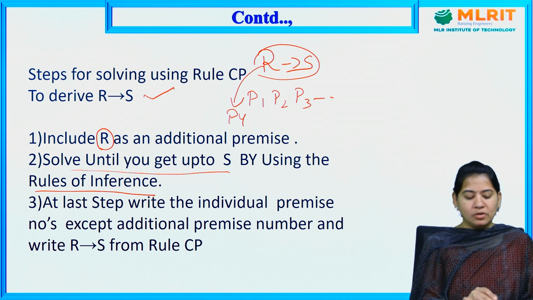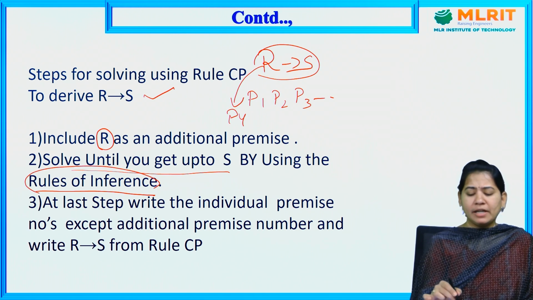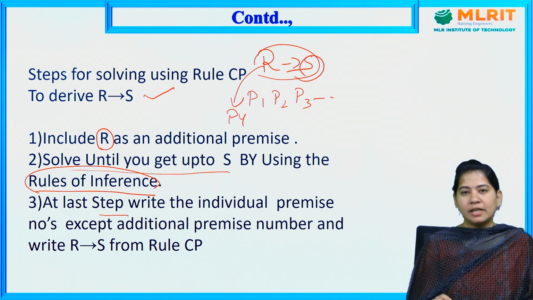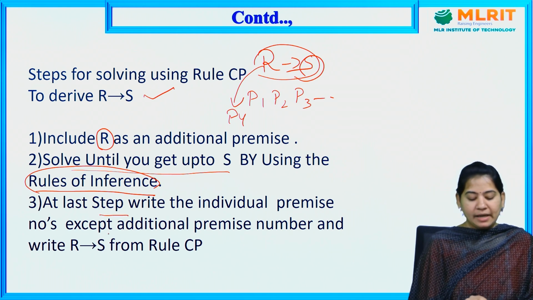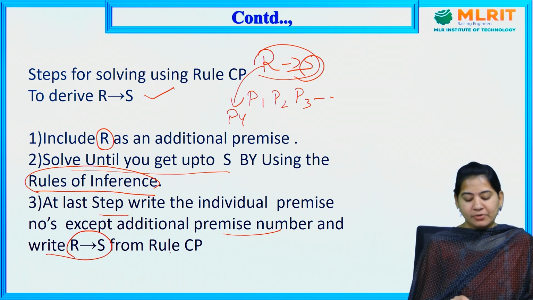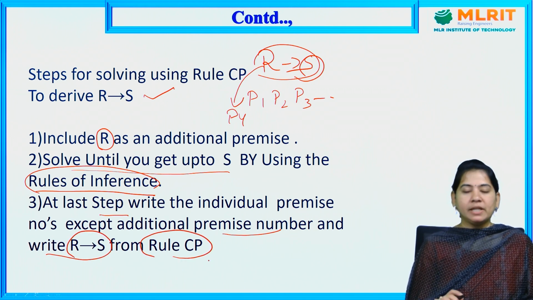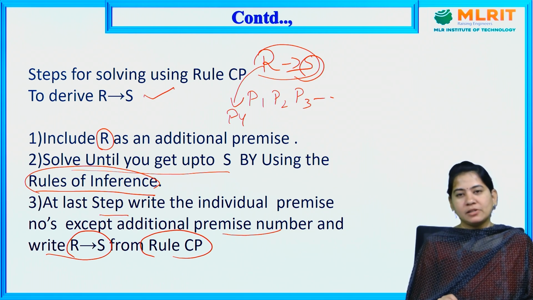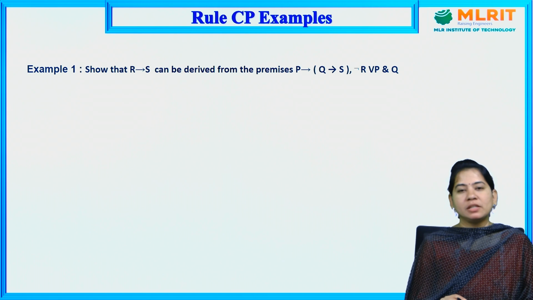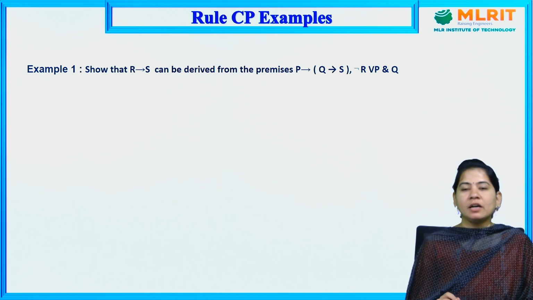You need to solve until you get the conclusion S. At the last step, you write the individual premise numbers, except the additional premise number, and include R implies S from rule CP. These are the steps that we need to follow to derive R implies S, along with the additional premises. Let us see examples on this CP rule method so that we can understand how to solve this by using the rule CP.